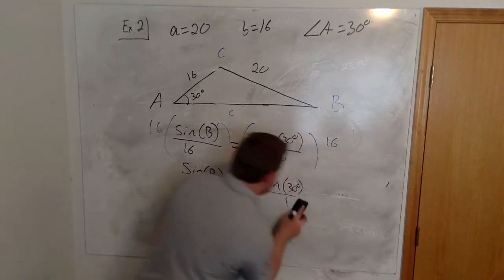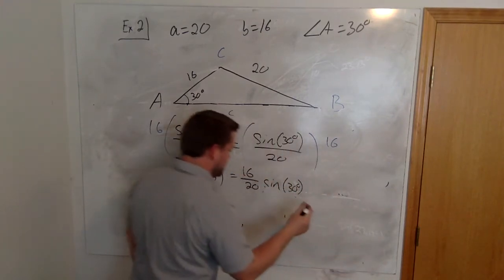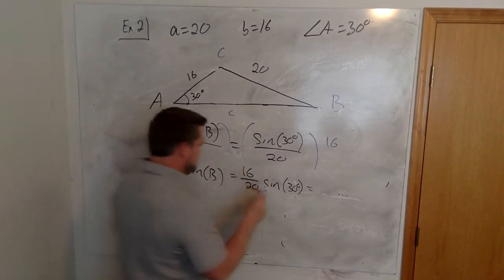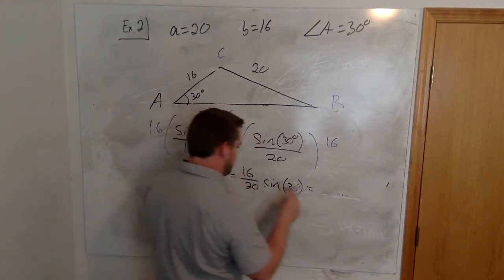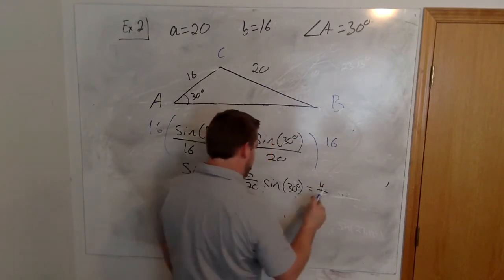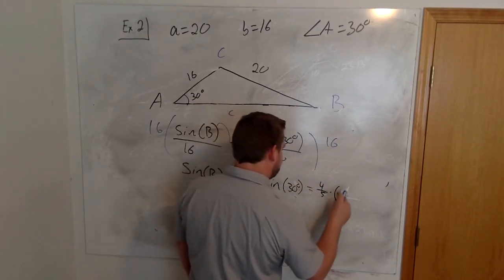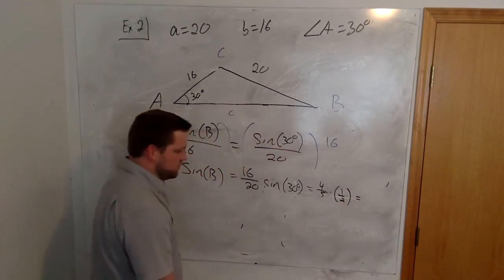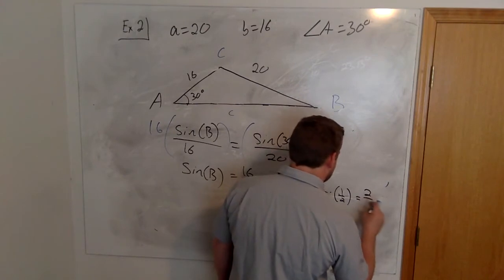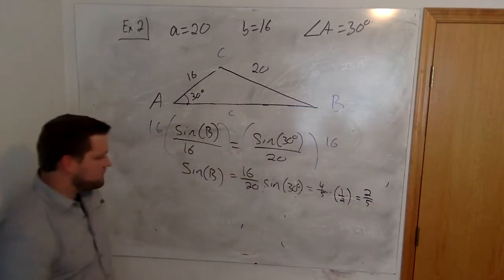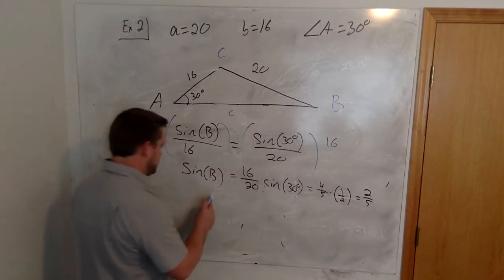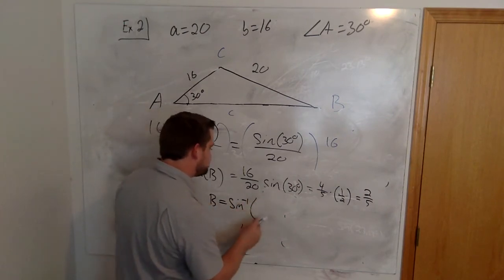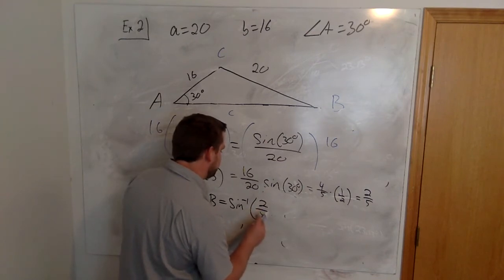Okay. So what do we have here? Well, this is the same thing as 16 over 20. 4 goes into 16 four times, and 4 goes into 20 five times. The sine of 30 is 1/2. So what do we have here? This will be 2/5. So if I want to figure out what B is, B will be equal to the sine inverse of 2/5.